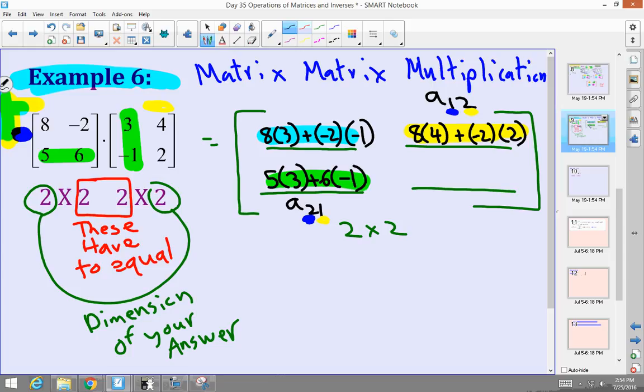2, 1. Row 2, column 1. The first number refers to the first matrix, so I'll even just write that. This refers to the first matrix row.